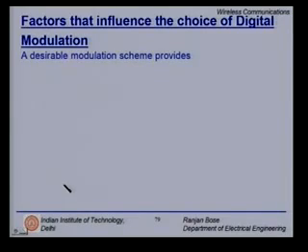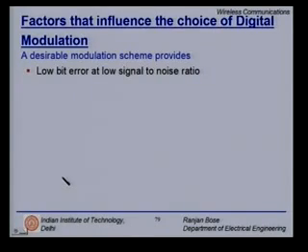What are the factors that influence the choice of digital modulation? Well, a desirable modulation scheme provides low bit error at low signal to noise ratio. Please remember, modulation is not just a means to send your information over wireless channels. It is also helpful in overcoming the effects of noise. Efficient design of modulation techniques guarantees you immunity, or at least better performance, in terms of low SNRs.